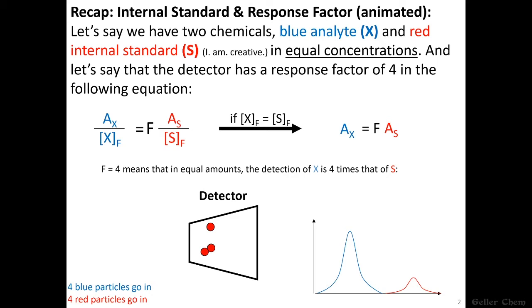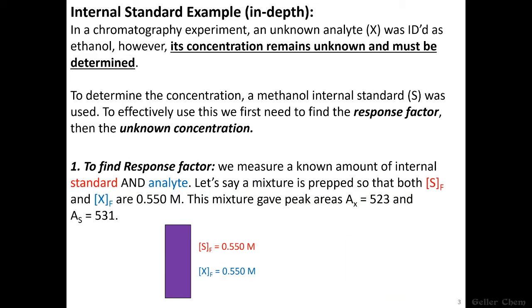Let's apply this to an example. And this example is as long and arduous as it's going to get. I would not put this full-length problem on a test, but any step in the problem is fair game. So let's just go through it. In a chromatography experiment, an unknown analyte X was ID'd as ethanol. However, its concentration remains unknown and must be determined. To determine the concentration, a methanol internal standard was used. To effectively use this, we first need to find the response factor. Only then can we find the unknown concentration.